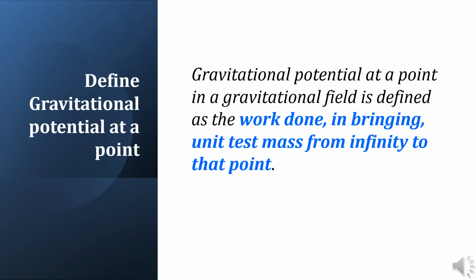Define gravitational potential at a point. Gravitational potential at a point, in a gravitational field, is defined as the work done in bringing a unit test mass from infinity to that point.